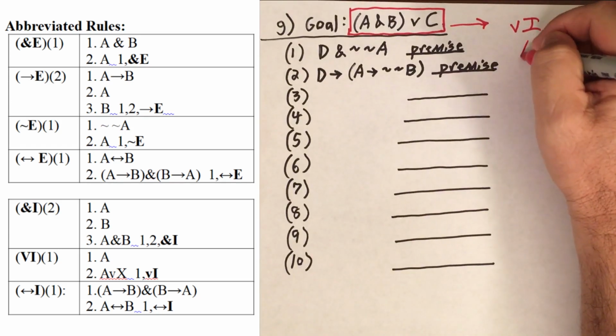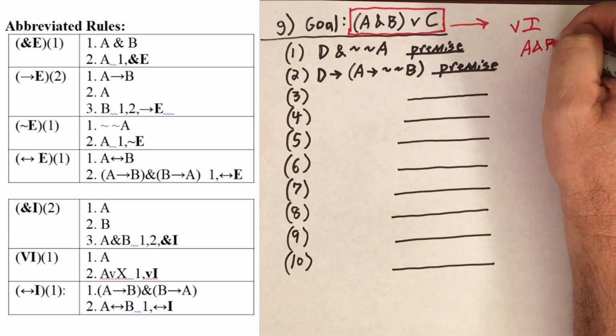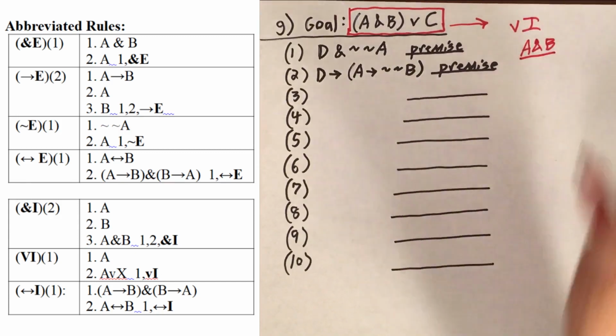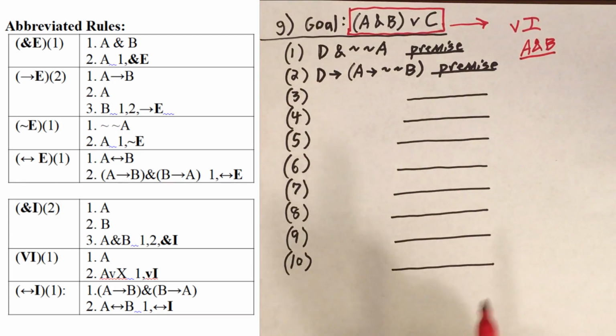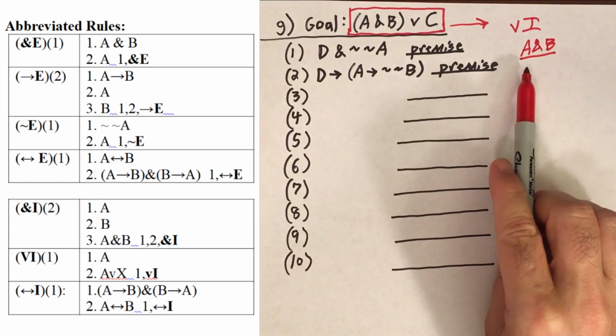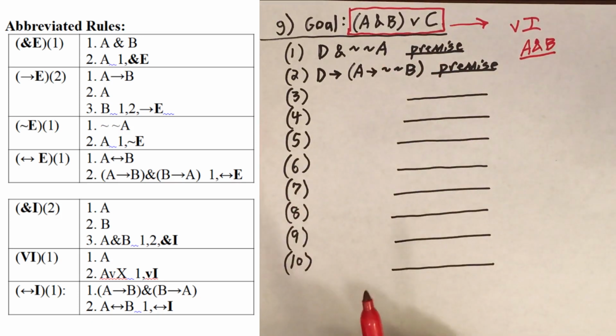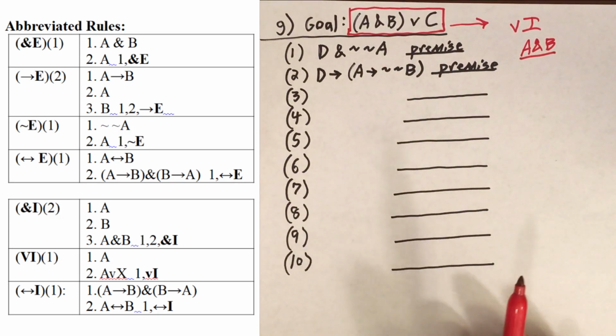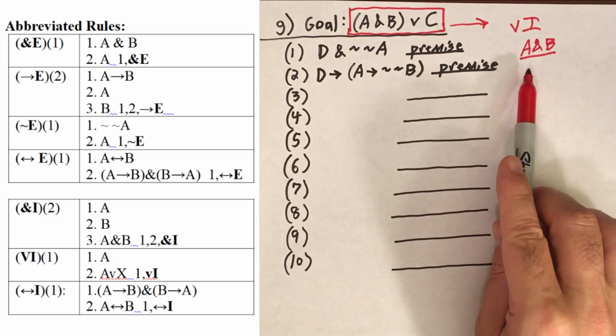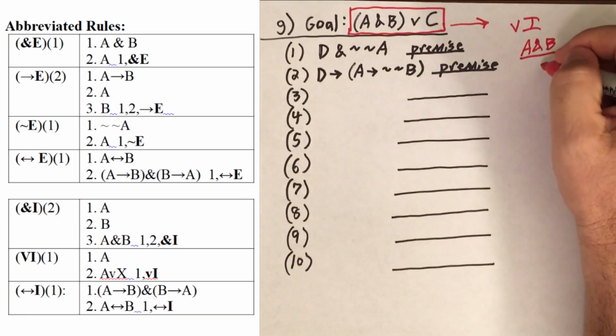My sub-goal is going to be to find the sentence A and B. Now, do you see what I will do? If I can get A and B, then I can simply create my new OR and create C out of thin air. So now I have my sub-goal. Do I see my sub-goal in my premises? Not directly. So what do I know?